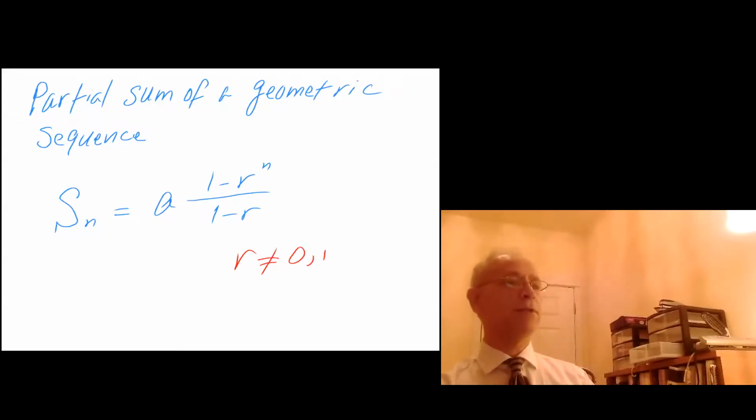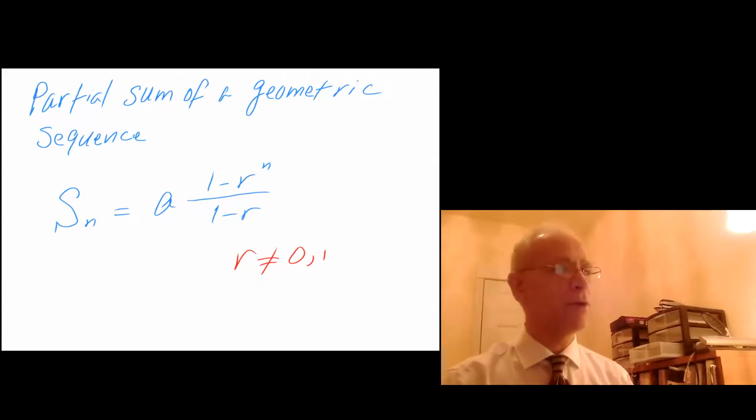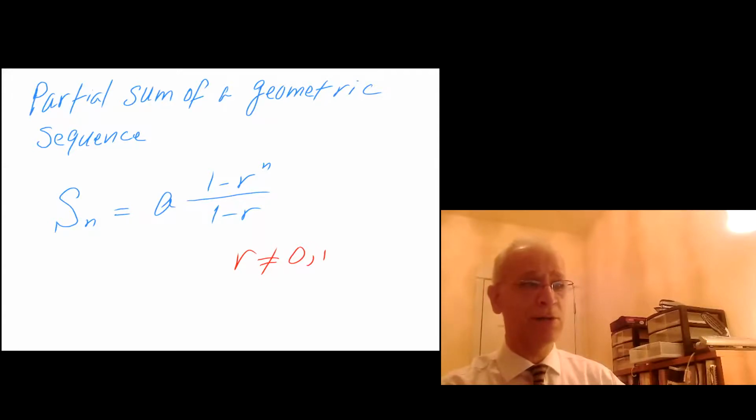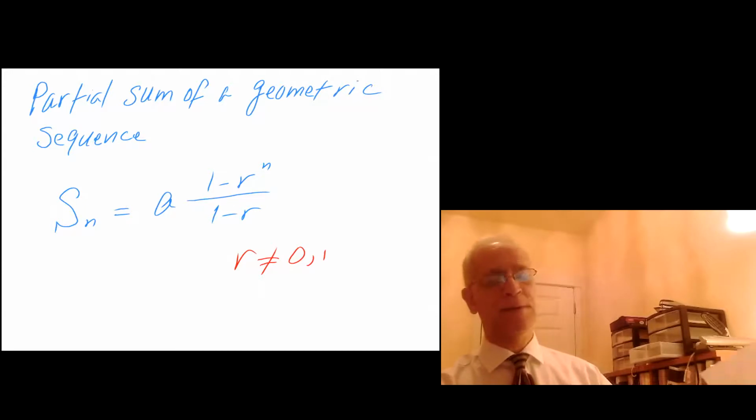Hello, Math 142. The partial sum of a geometric sequence is given by S sub n equals a times the ratio of 1 minus r to the n over 1 minus r, with the stipulation that r cannot be 0 and r cannot be 1. Let's do a couple of examples.